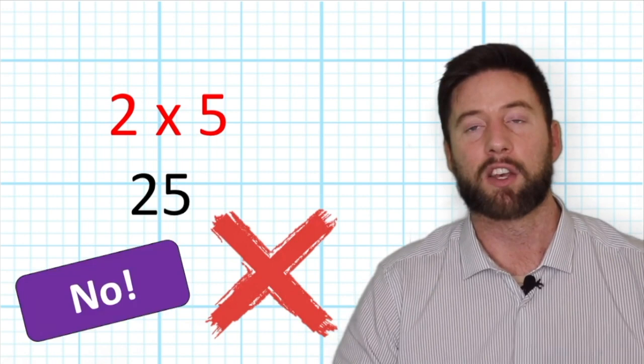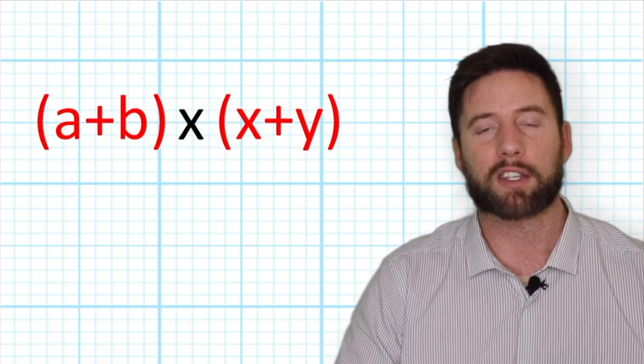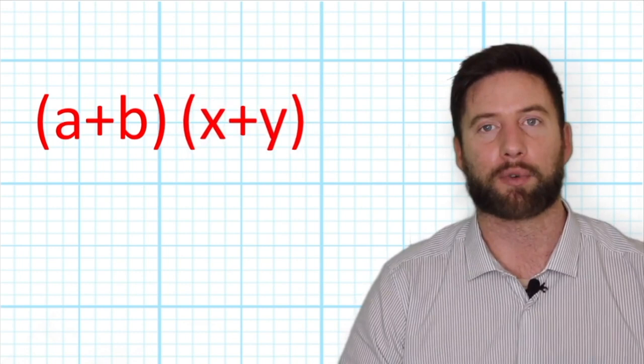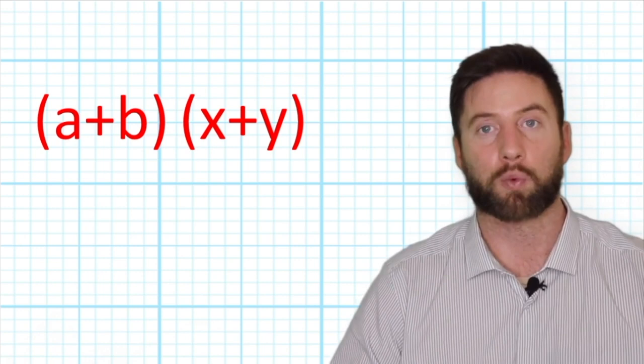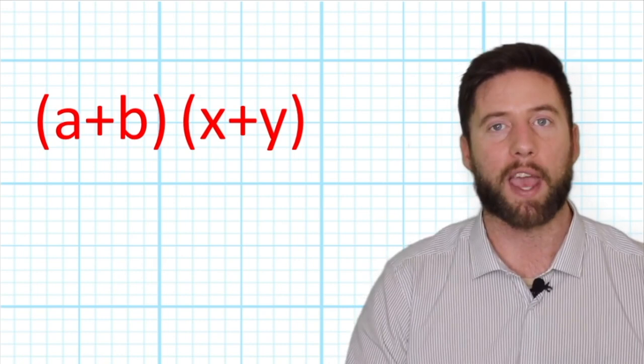If we see two pairs of brackets or two parentheses next to each other, without a symbol, we are going to times them. We're going to multiply the values inside each set of parentheses. For example, if we saw this with a plus b in a bracket and x plus y in a bracket, with no other symbol between them, we know that we are multiplying the a plus b times x plus y.